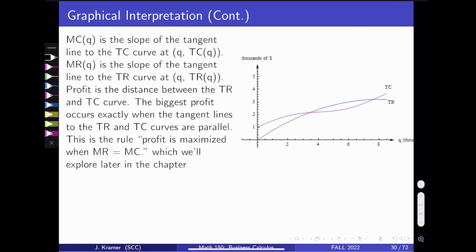The marginal cost is the slope of the tangent line to the total cost curve. The marginal revenue is the slope of the tangent line to the total revenue curve. Profit is the distance between total revenue and total cost curves. So our profit would be this area here. The biggest profit occurs exactly when the tangent lines to total revenue and total cost curves are parallel. This is the rule: profit is maximized when marginal revenue equals marginal cost, which will be explored later in this chapter.